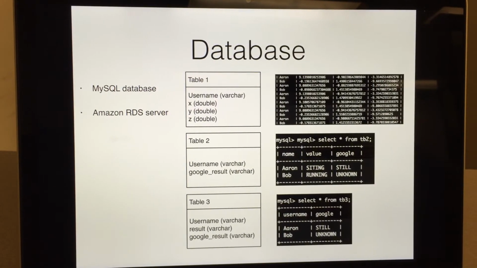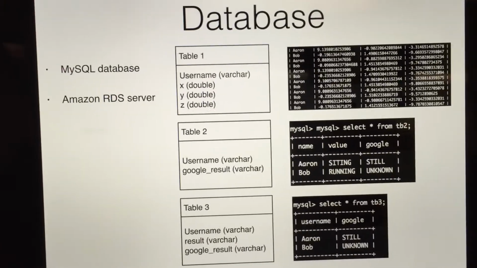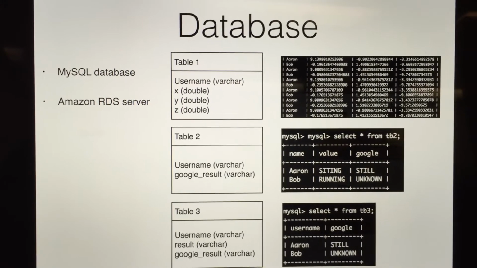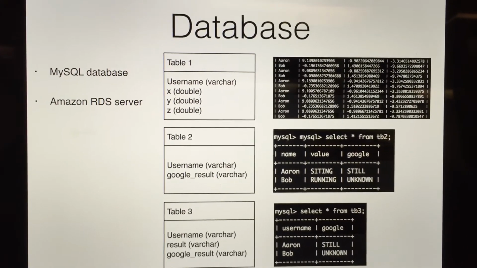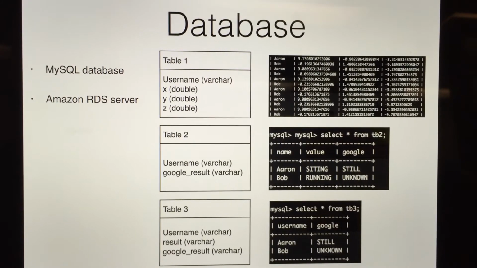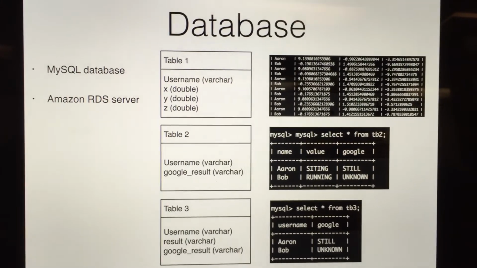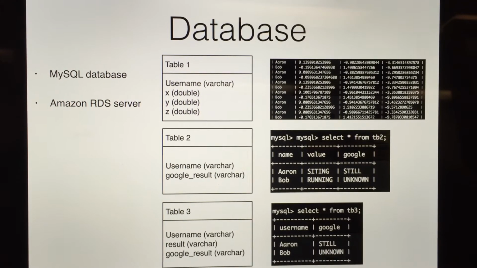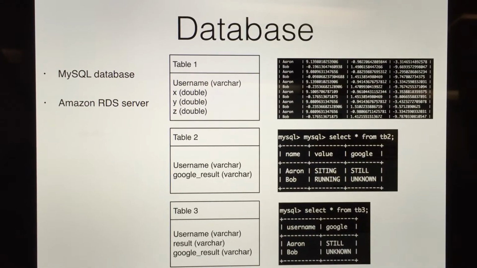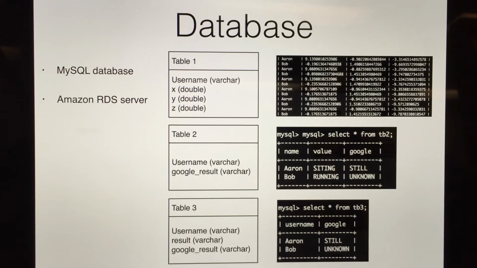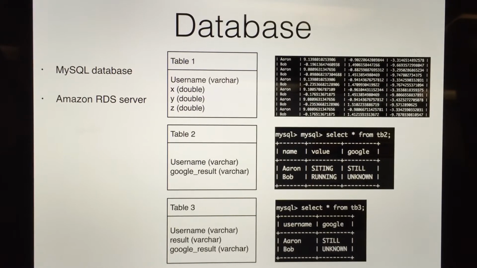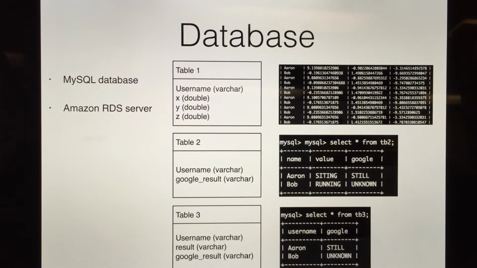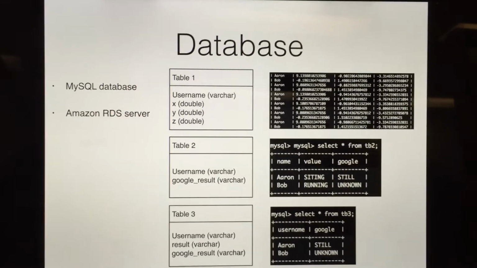So this is our database. We use a MySQL database which is built on the Amazon RDS server. It has 3 tables. The first table is to store the 3-axis accelerometer data. So it has username and XYZ accelerations. It will store all the users' information in one table. So when the machine learning model wants to get the data, it will get a specific user's data and select by the username.